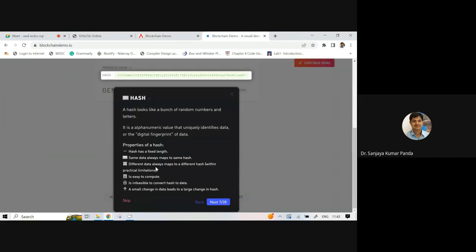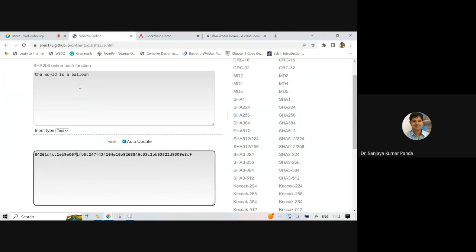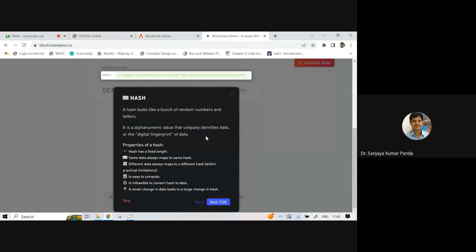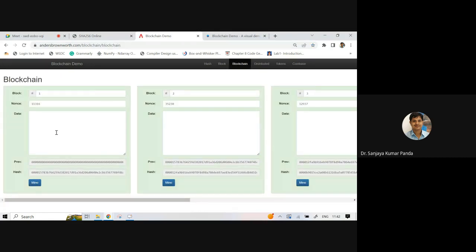If the data is slightly changed, even if you add a simple space, then the hash value is going to change. It is very easy to compute, and infeasible to convert the hash back to the data. If I give you the hash value and ask you to get the data, it is difficult because it is a one-way function. And a small change in the data leads to a large change in the hash. Like we have seen, if I modify something in the first block, it impacts all other blocks, including the current block. That's why it is not possible to modify easily.